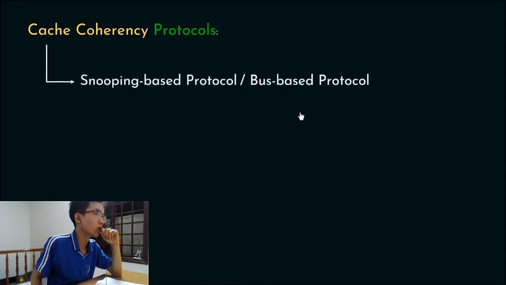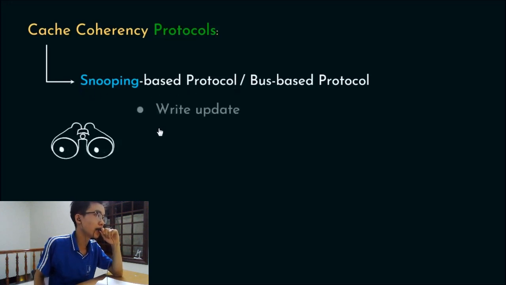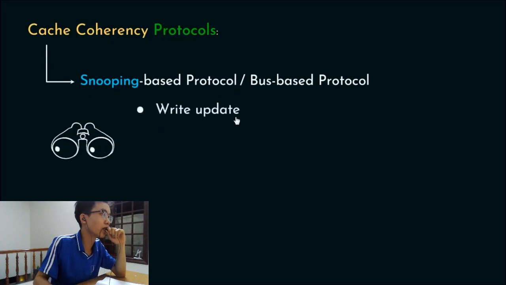Now, there are two approaches of snooping-based protocol. The first one is called write update. The second one is called write invalidate. In write update, the cache line gets promoted from shared to modified state. In that scenario, all the caches holding the same content will update it. Whereas in case of write invalidate, such a scenario forces the other copies to be invalidated for consistency.